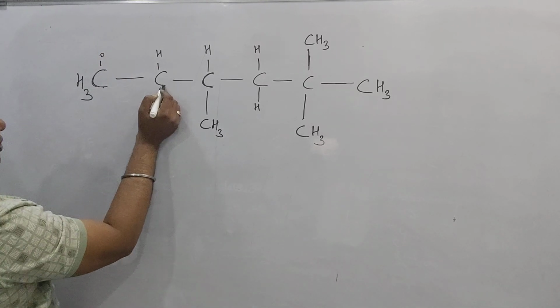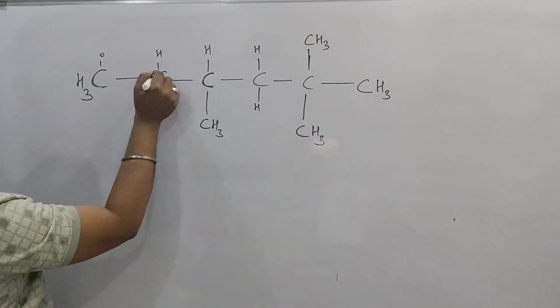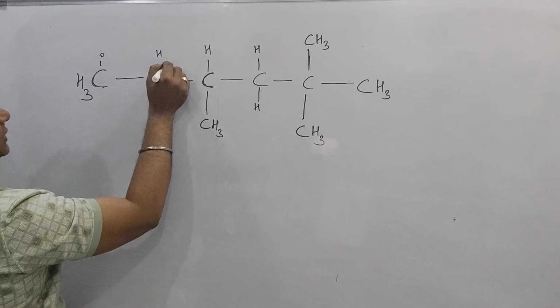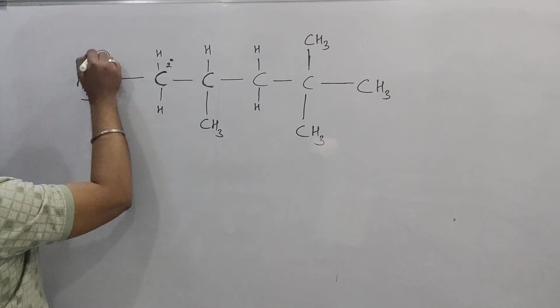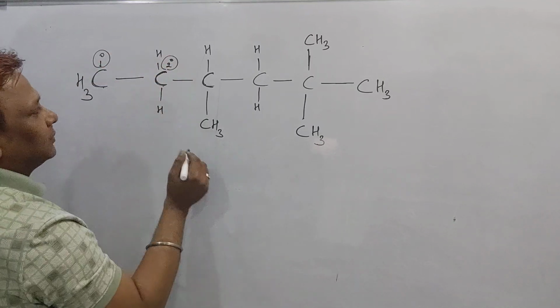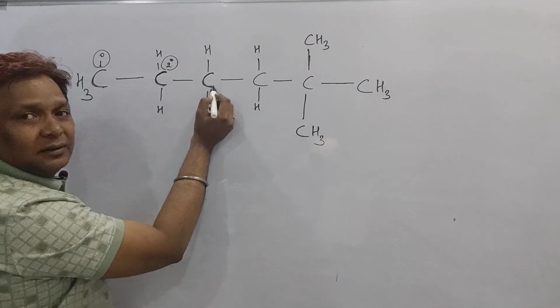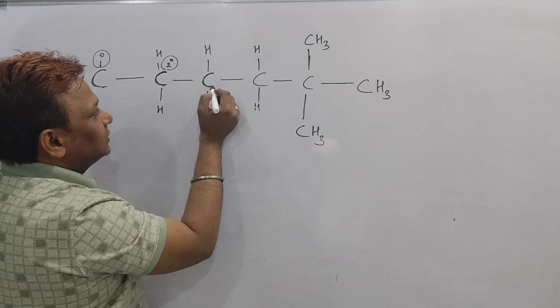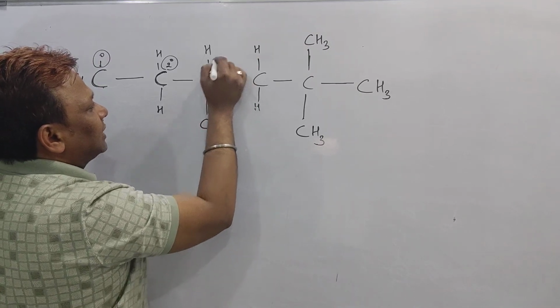But this carbon is bonded with two carbons, this side and this side. So this is the carbon bonded with two carbons, so this carbon is a secondary carbon. Primary carbon, secondary carbon. So this is a carbon bonded with 1, 2 and 3 carbons, so this carbon is a tertiary carbon.